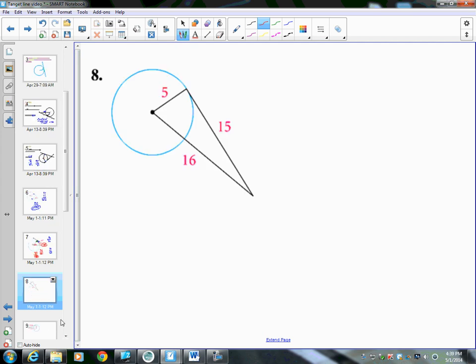The next example, again, we're going to assume that this is a tangent line. And if it's a tangent line, it makes a right angle with the radius. The question on this one is actually asking, I didn't copy it over, but it's actually asking, does this make a tangent line? So the question is, is it a tangent line?